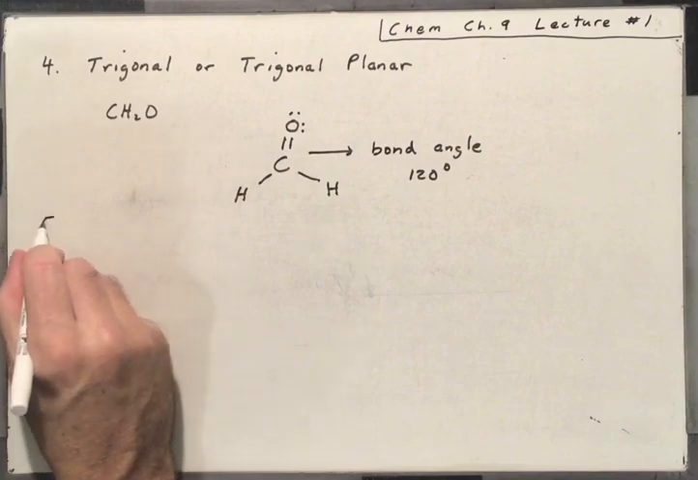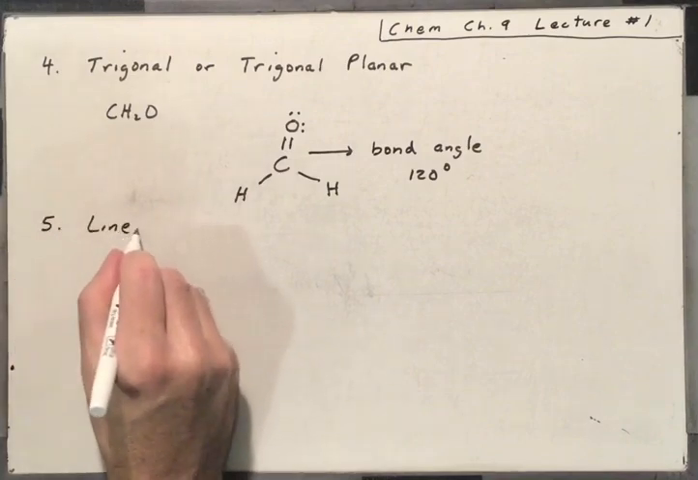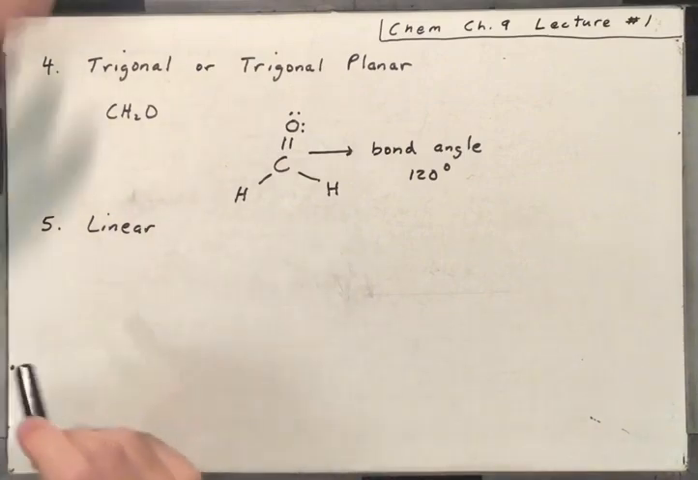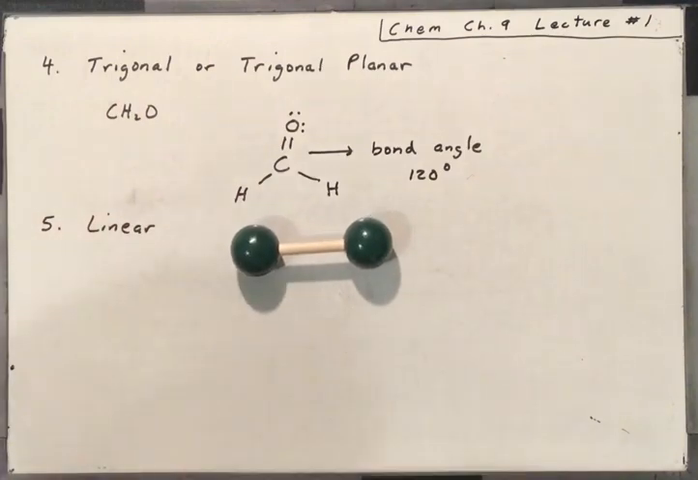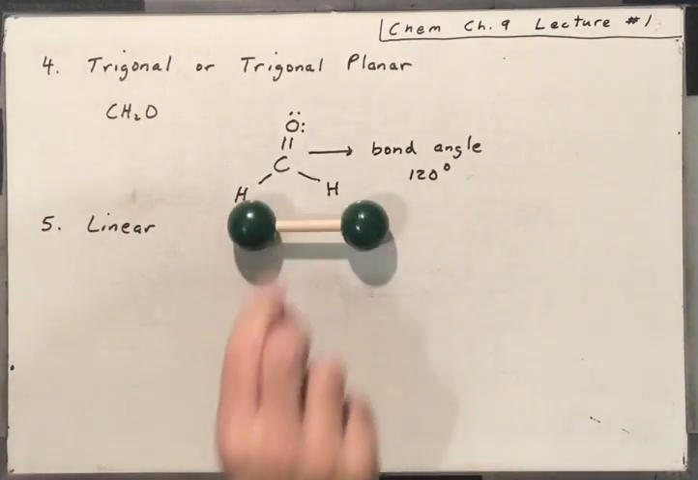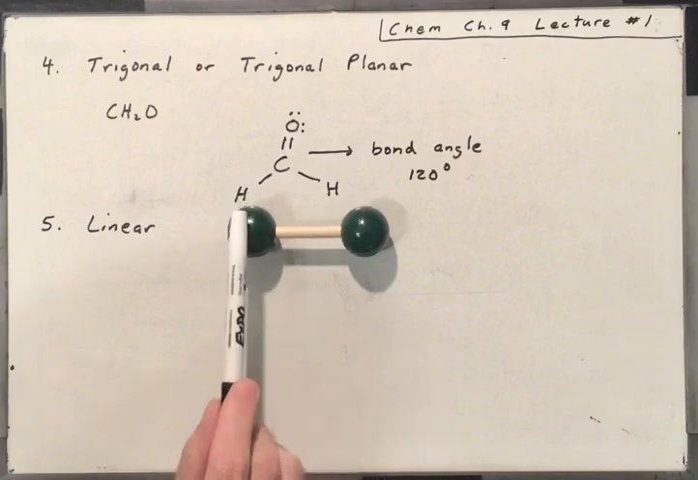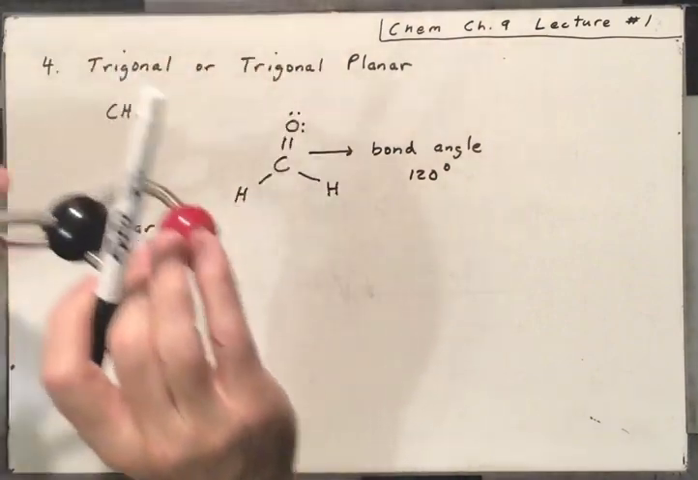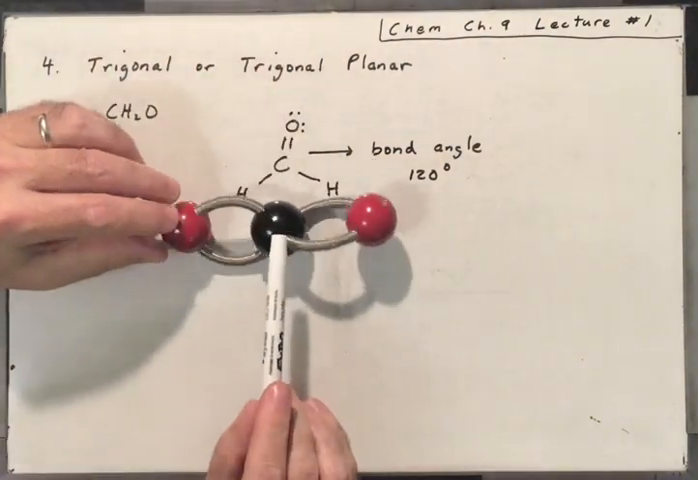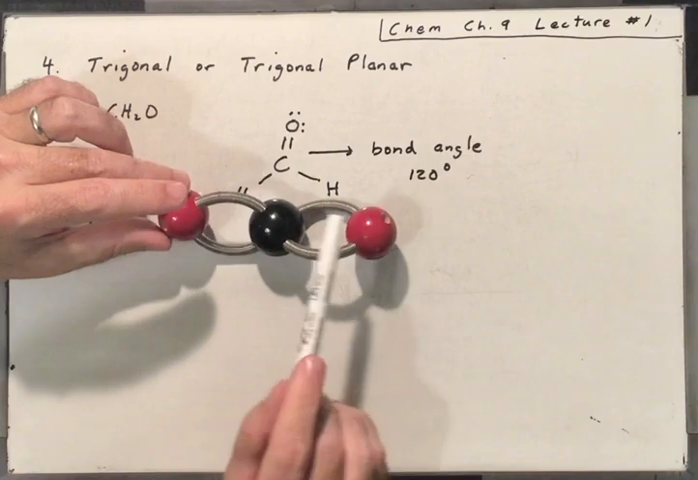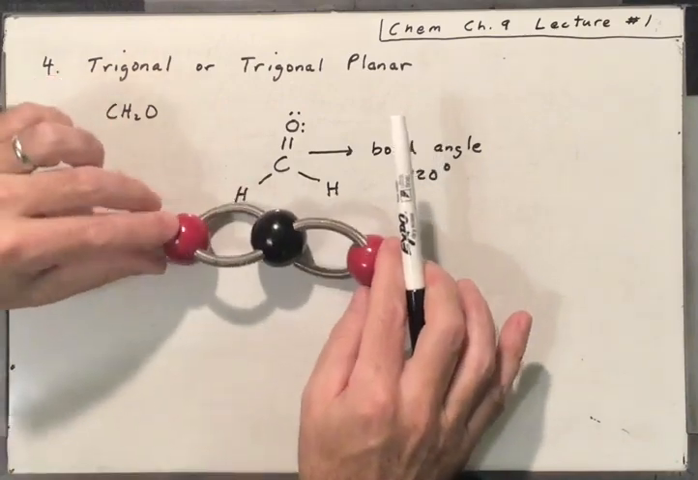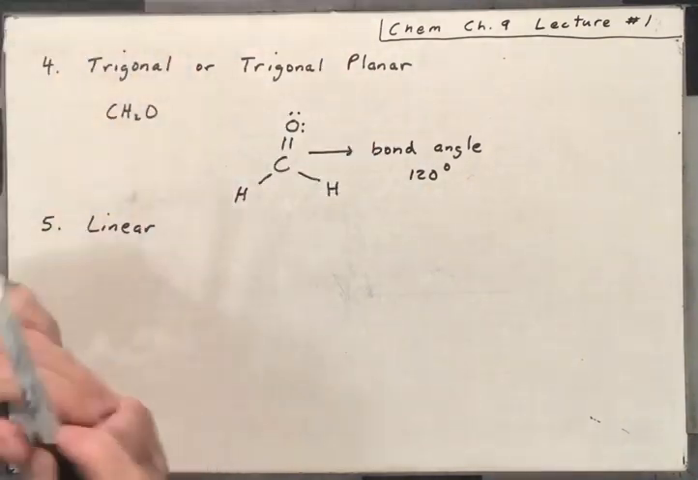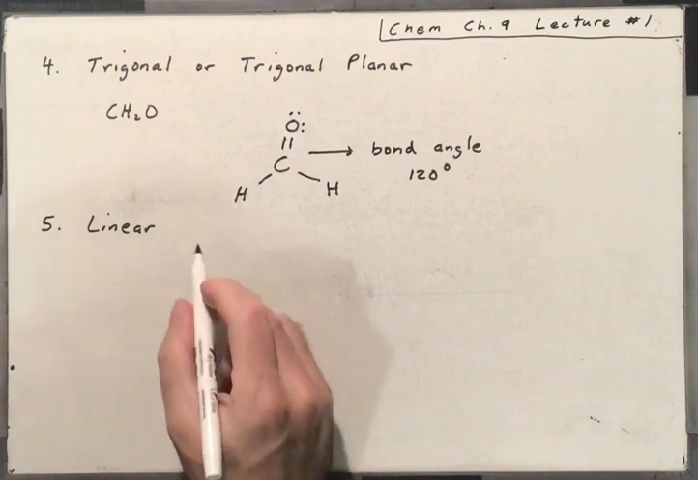All right, finally, the last shape that we're going to talk about today is linear. All right, the linear shape is exactly what you think it would be. You can have a single bond that looks like barbells, right? All right, single bond between two atoms. That's linear. Or you could have a situation like carbon dioxide, where you have a central atom surrounded by 2 double bonds. Okay, that would also give you a linear, or just think of it as a straight line shape.